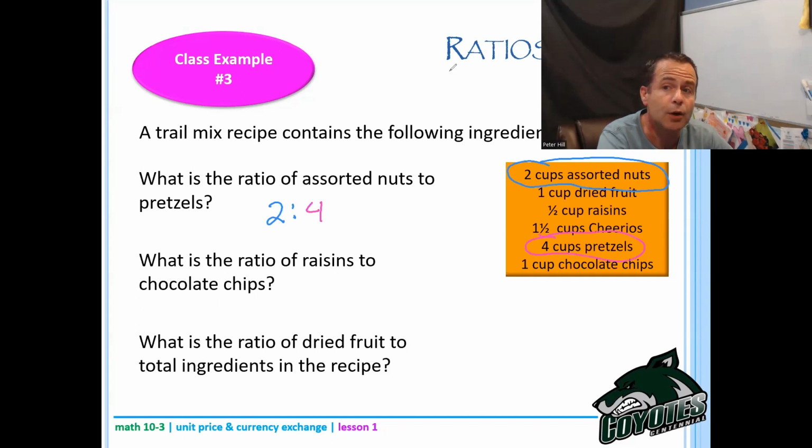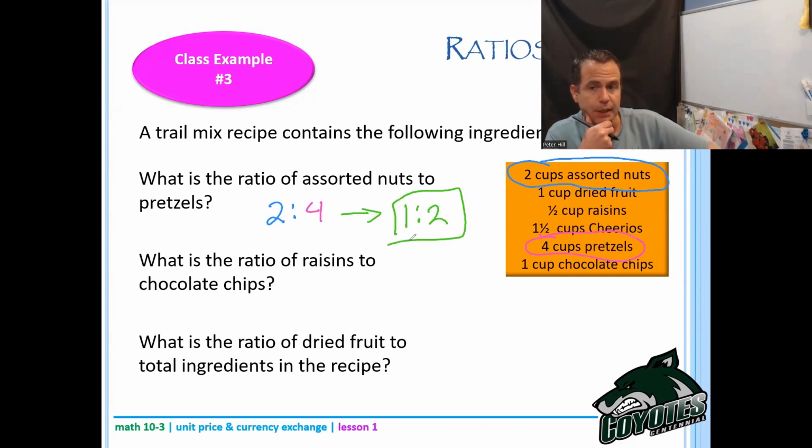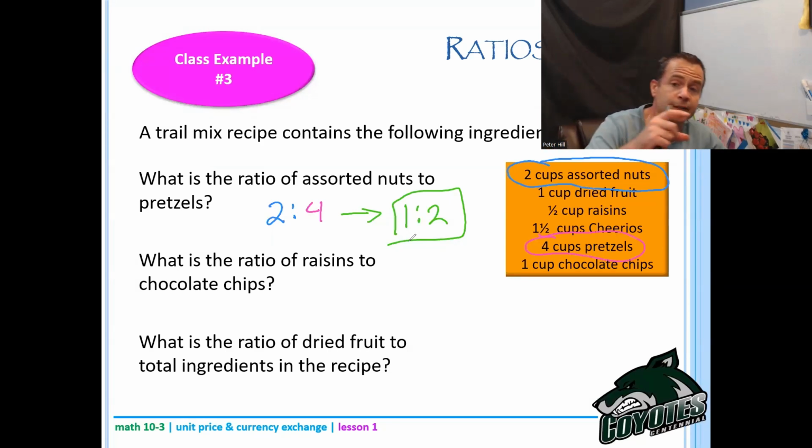Then I think, okay, can I reduce that? Yes, both of those numbers are divisible by 2, so 2 divided by 2 would give me 1, and 4 divided by 2 would give me 2. So my final ratio there would be 1 to 2. Remember that the nuts went first, the pretzels went last, so the number that represents the nuts goes first, the number that represents the pretzels goes last.